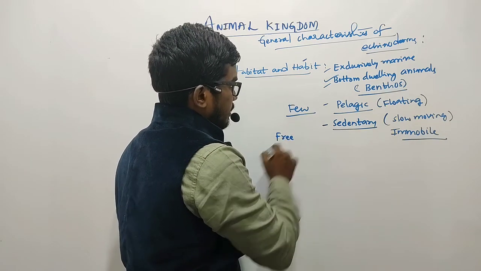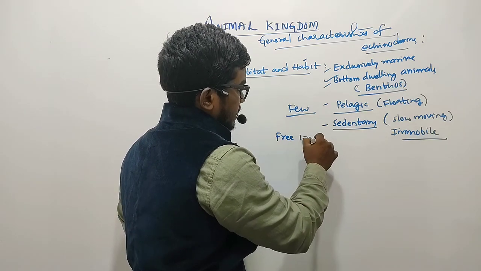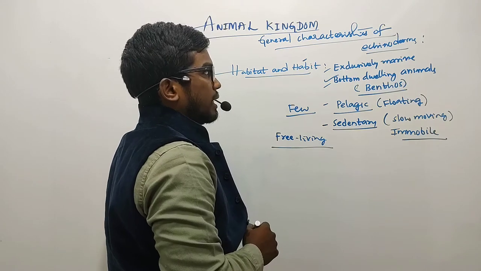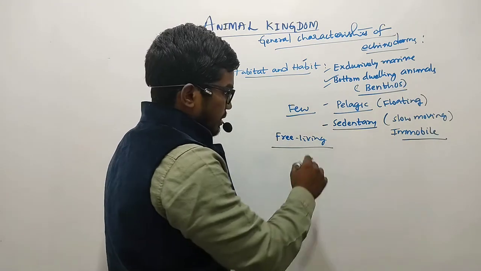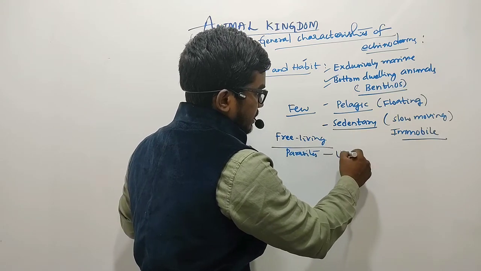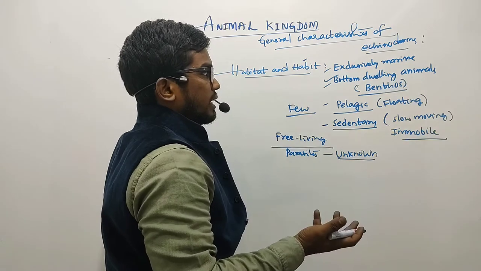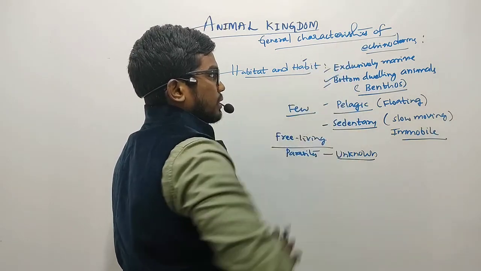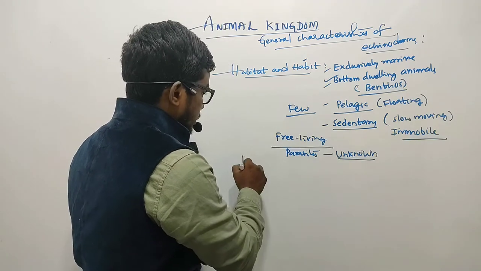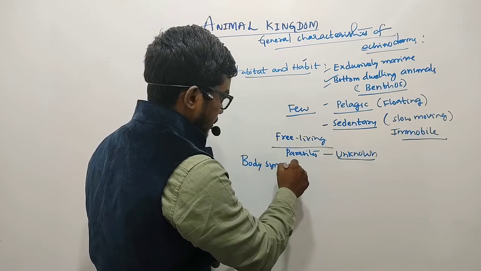Furthermore, you can refer to them as free living organisms. Almost all the echinoderms are free living. Parasites are unknown here, that means parasites are generally not found in the phylum Echinodermata. Moving to the next characteristic, that is body symmetry.